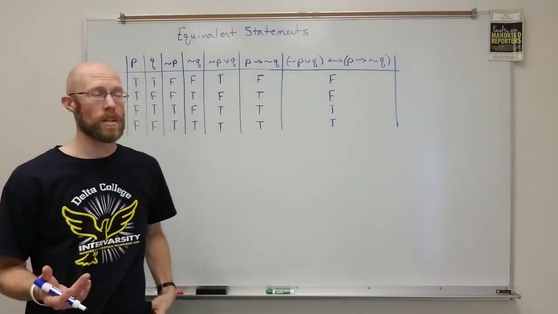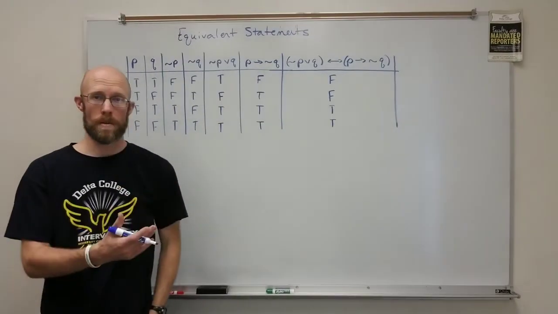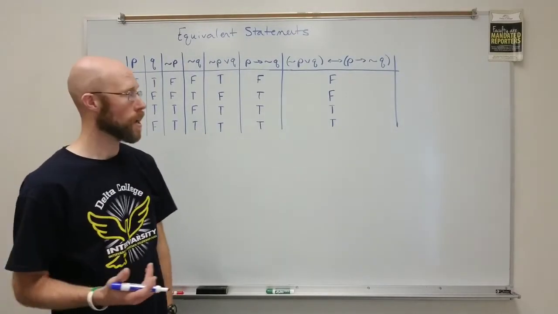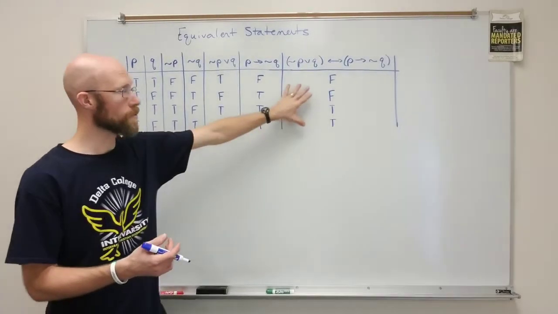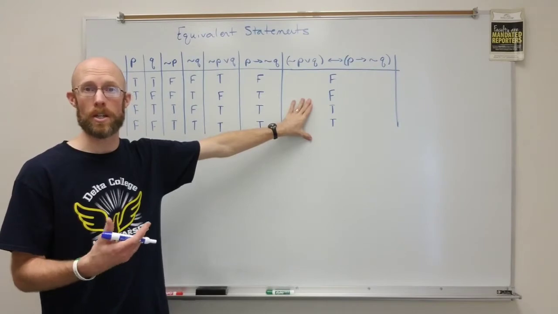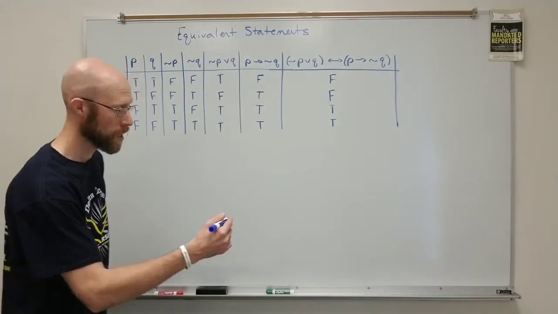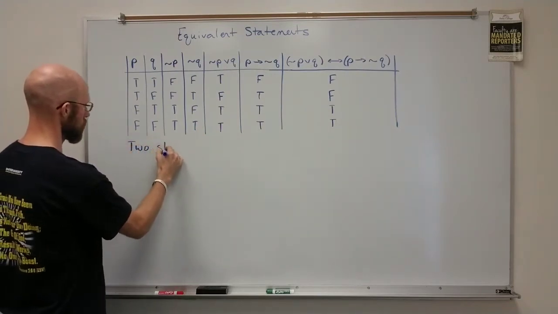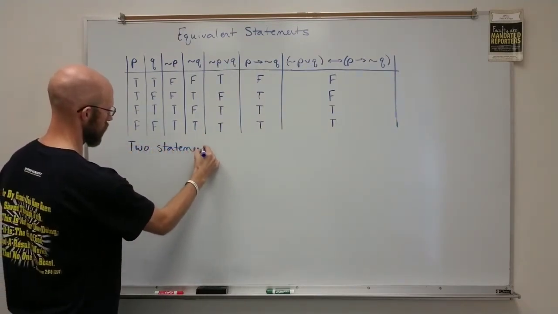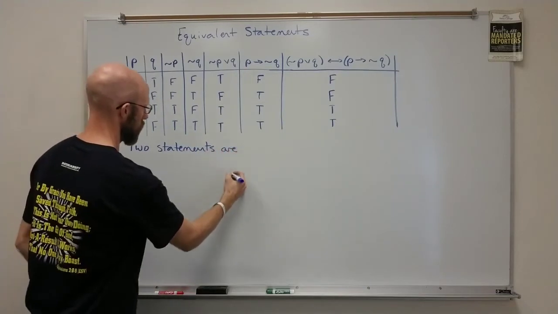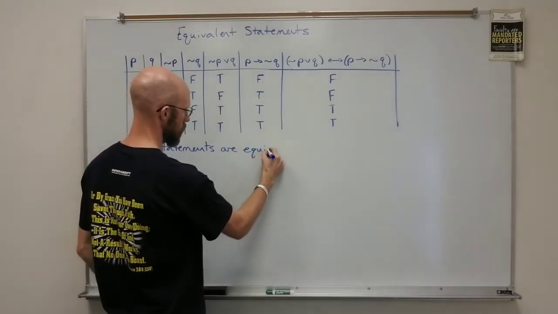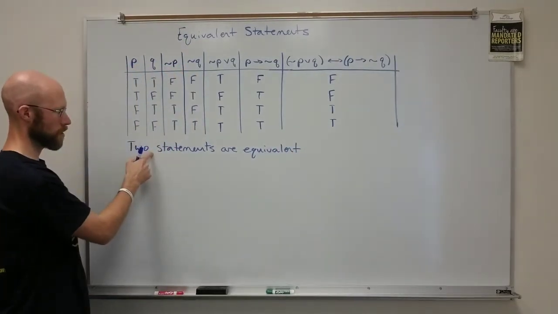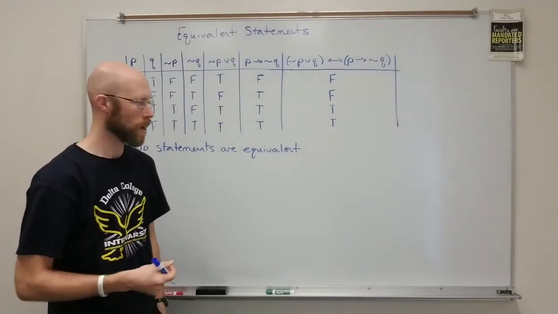By definition, two statements, two compound statements specifically, are going to be equivalent if all of their truth values are the same in a truth table all the way down, okay? So we would say that two statements are equivalent, and I probably should input here that they're compound statements, but this will work for now.